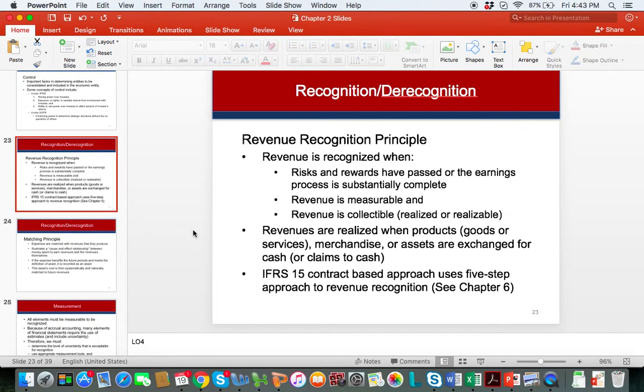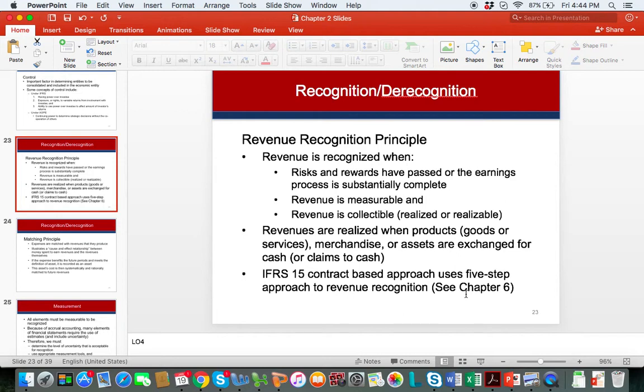For the revenue recognition principles, we mentioned it a couple of slides back, but revenue is recognised when risks and rewards have passed or the earnings process is substantially complete. We'll look at the contract-based approach in Chapter 6, later on in the semester. The revenue is measurable and the revenue is collectible, so realised or realisable. And we'll look at all that in more detail in Chapter 6.